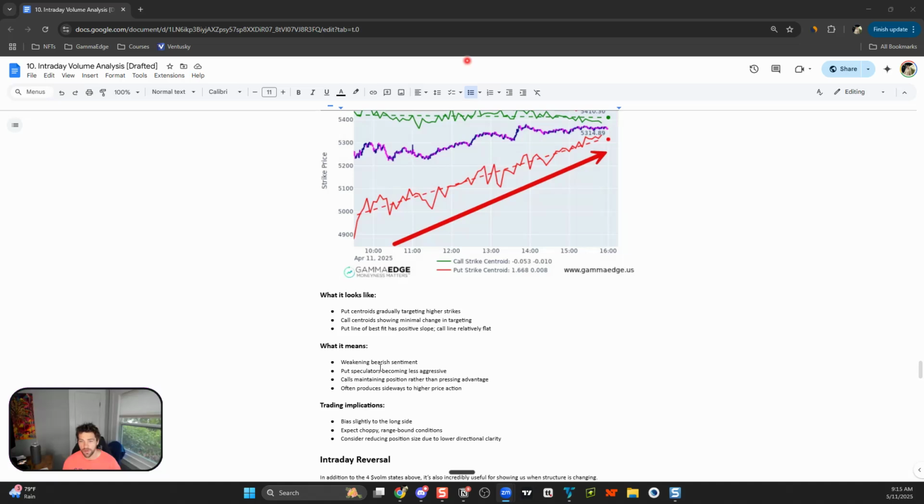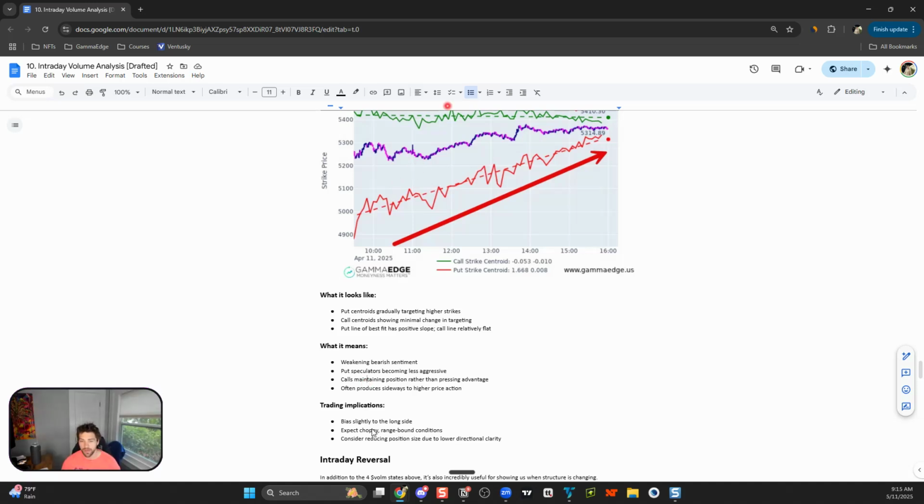And then scenario 4: a flat call centroid and a trending higher put centroid. Again, this characterizes weakening bearish sentiment, with put speculators becoming less aggressive and call speculators maintaining position rather than pressing their advantage. So we're not expecting massive downside, but we're also not expecting massive upside, because there's kind of a lid on the market as we're not seeing that call speculation expanding higher.